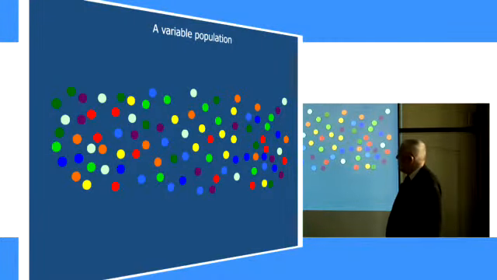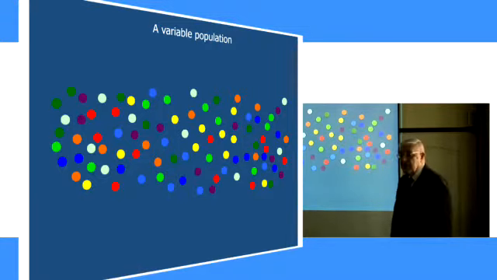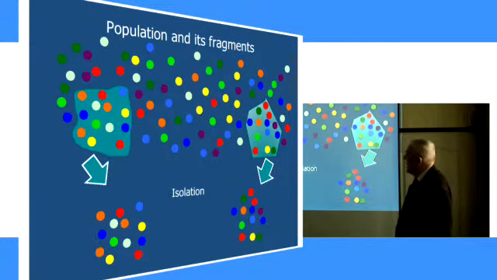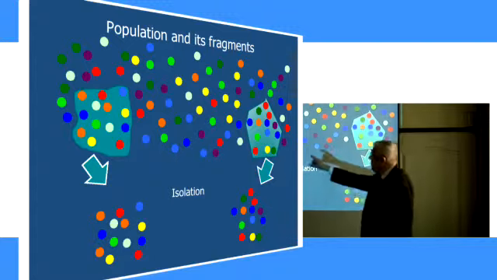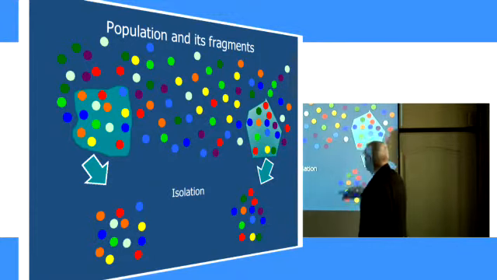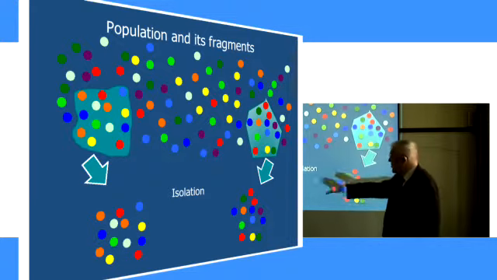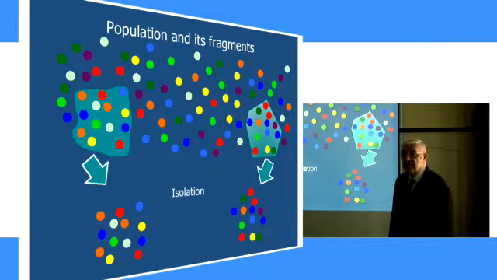Now let us imagine a population that is variable. This is something we see in many species, that there is variability, and let us imagine that this is one such population. Next slide, please. Now let us imagine that a part of the population is isolated. Another part of the population is isolated somewhere else. And then we have two smaller populations in isolation.